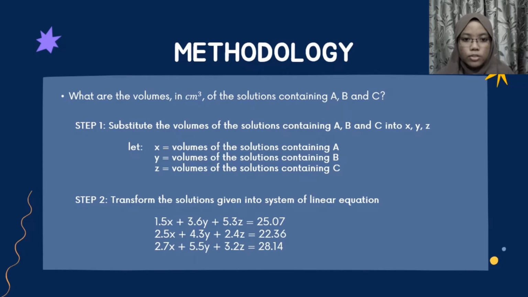Step 2, we have to transform the solutions given into a system of linear equations. So we have 1.5x plus 3.6y plus 5.3z equals 25.07, and do so for the other equations.